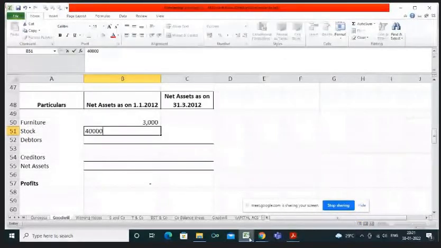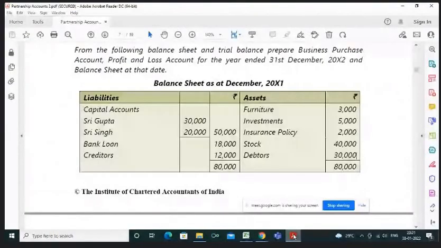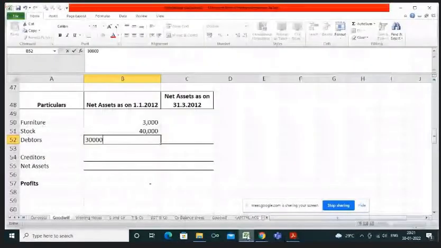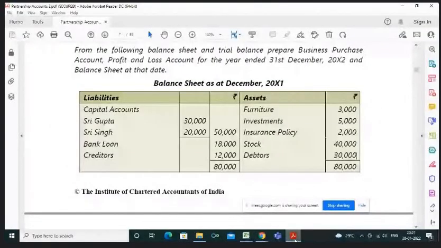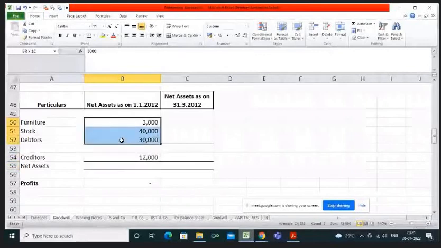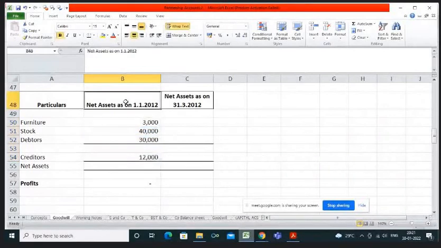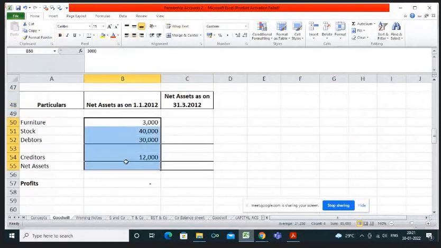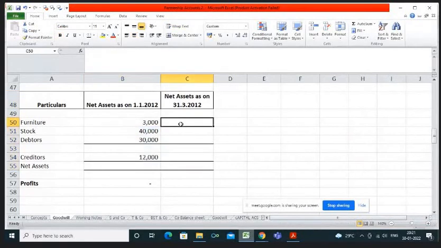Debtors value 30,000, and creditors 12,000. We are not going to take any other assets and liabilities. Why? Because they say that they have not changed between 1/1 and 31/3. None of the assets and liabilities except these 4 changed. So we will take only these, and we will take the value as on 31/3/2012. What are the values? It's given here.